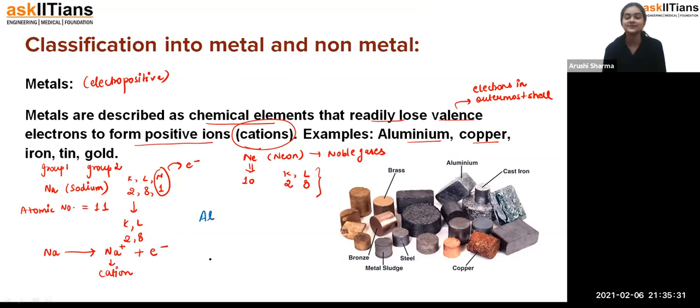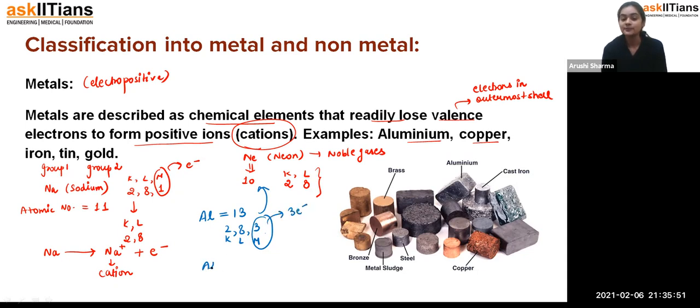Okay, yeah, it is also visible. Aluminium. Aluminium has atomic number 13. Now it is 2, 8, 3 for K, L, M. Now if you compare it with neon, students, what you observe is that it is 8, and aluminium has these 3 electrons in extra.